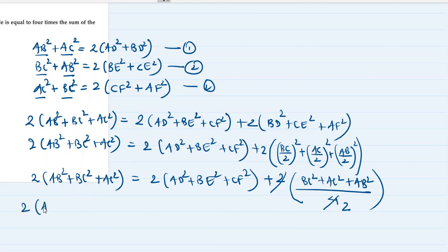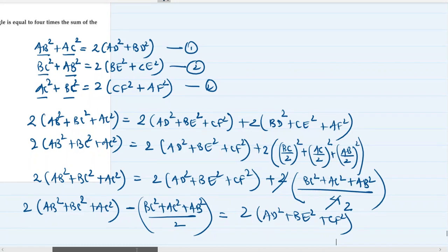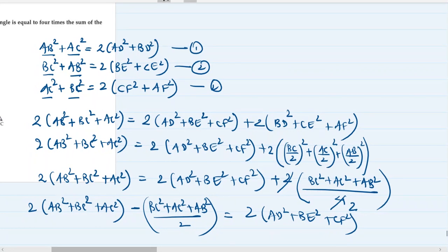So 2 bracket AB square plus BC square plus AC square minus BC square plus AC square plus AB square the whole upon 2 is equal to 2 bracket AD square plus BE square plus CF square. I know it is getting complicated, but we are very near the answer, so please bear with me. Now see, we have got here AB square plus BC square plus AC square, and here also BC square plus AC square plus AB square.